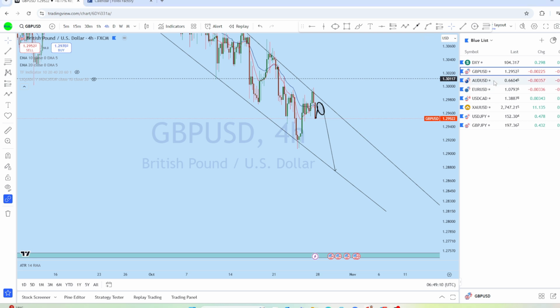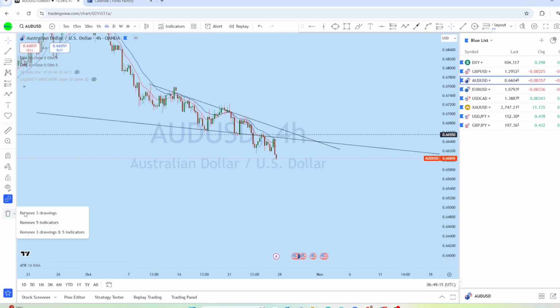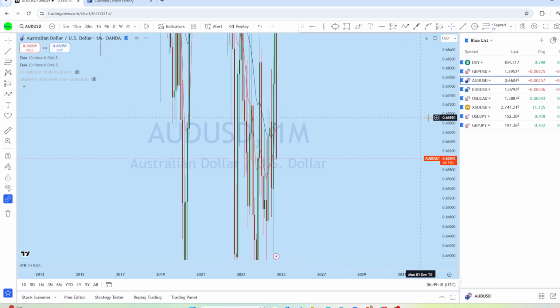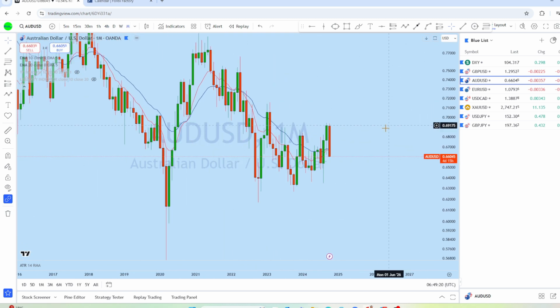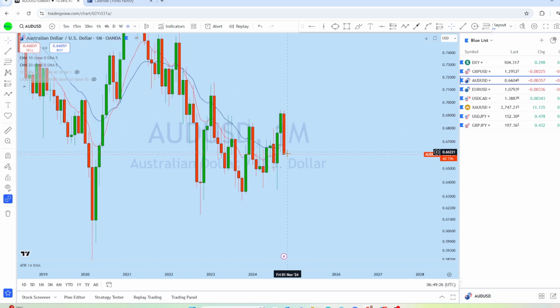Let's look at AUD USD. Let's see what kind of opportunity we have on AUD USD. Looking again at the monthly chart, we can see that this market as well, from the monthly, after 2 months of bounce to the resistance, the price started to drop.